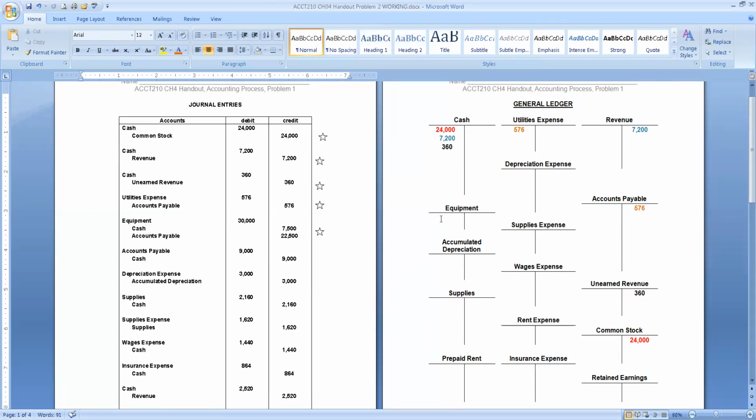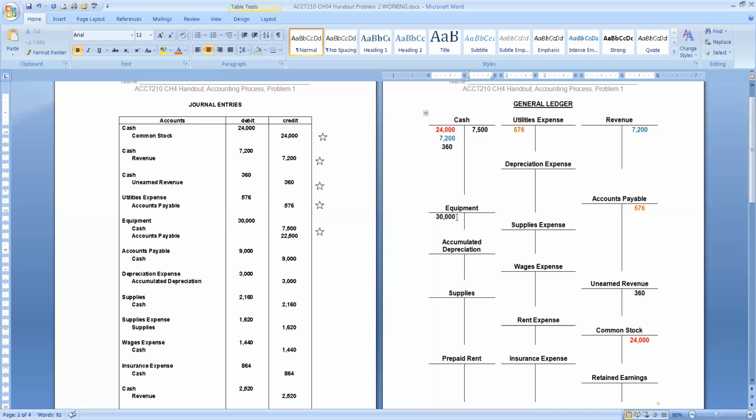Equipment, 30,000. And if you're going through these journal entries, you can figure out what they did. They bought 30,000 of equipment. They paid cash of 7,500, and then they borrowed the other, accounts payable, for 22,500. So cash, 7,500.